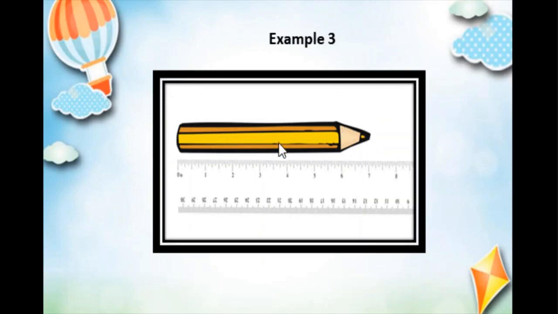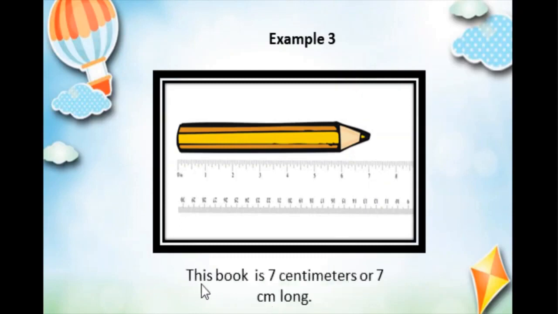Then, let's count until the tip of the pencil. Ready? Okay, let's go. 0, 1, 2, 3, 4, 5, 6, 7. It stopped at the 7th. So what is the measurement of the pencil using centimeters? Alright, it must be that this pencil is 7 centimeters or 7 cm long. Okay?